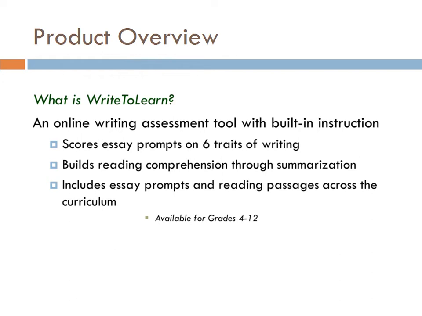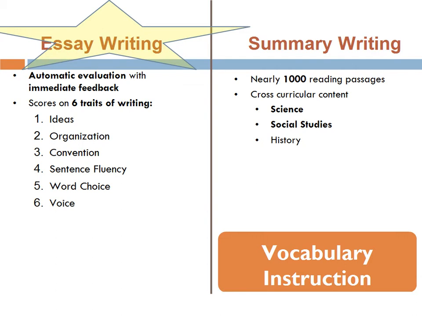Okay, and she explained that pretty well. And here's the difference between the essay writing and the summary writing. Remember, the essay writing is what the state requires the students to write 2 of. What's nice about it is it gives automatic evaluation with immediate feedback. And on the immediate feedback, many of the prompts score the students on 6 traits of writing, which include ideas, organization, convention, sentence fluency, word choice, and voice.